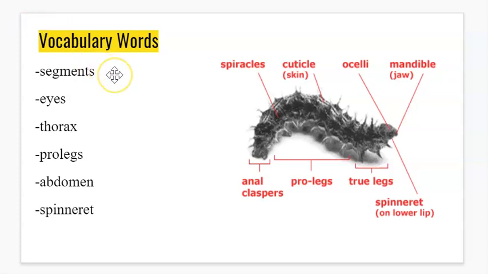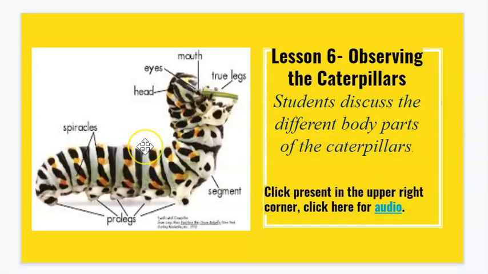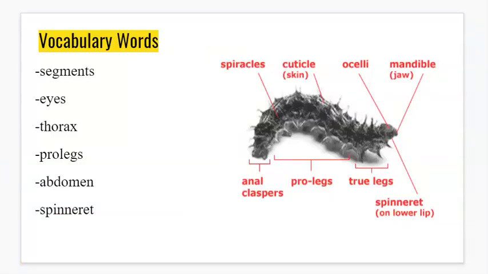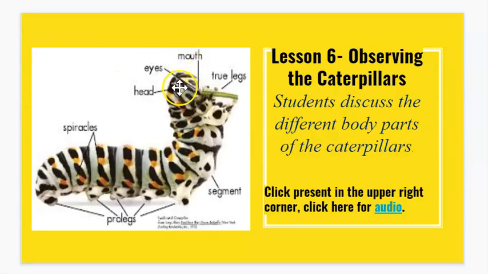A segment. A segment is a body section. If you look at this picture here, the diagram with the labels, you'll see here that this is a segment. A caterpillar has lots of segments in its body. Eyes. Well, we know what eyes are. Caterpillars have eyes as well, but caterpillars have 6 eyes.